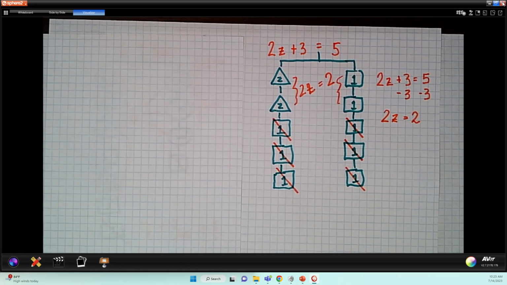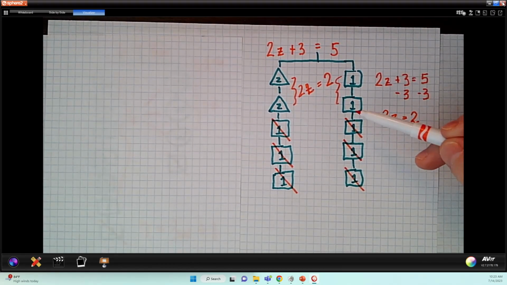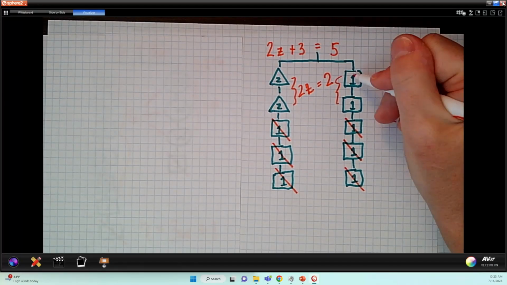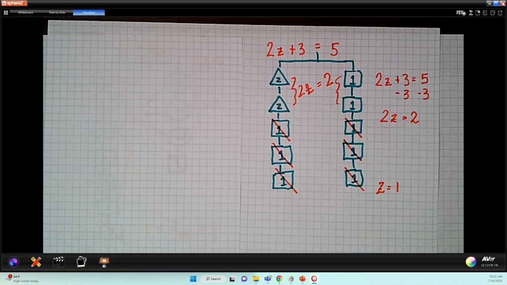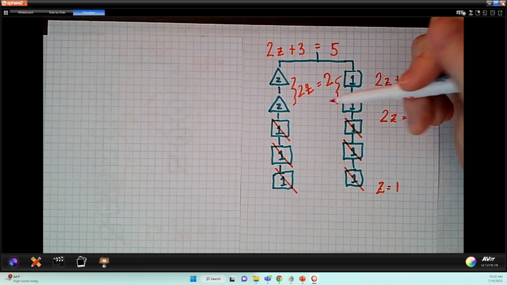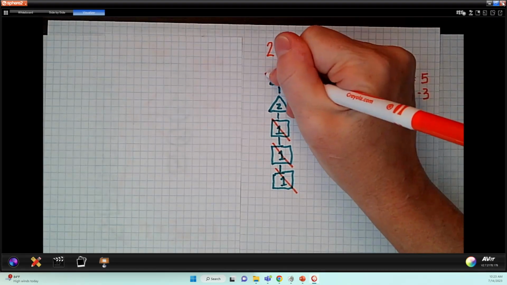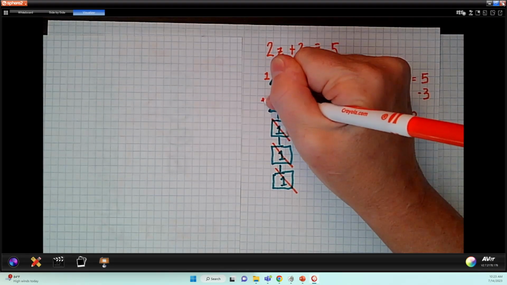And at this point, we're doing that inverse operation. 2 what make 2? Well, 1. So in this case, the 1's are 1. So Z would be equal to 1. Okay? And to check this, they can actually go back and make these 1's.